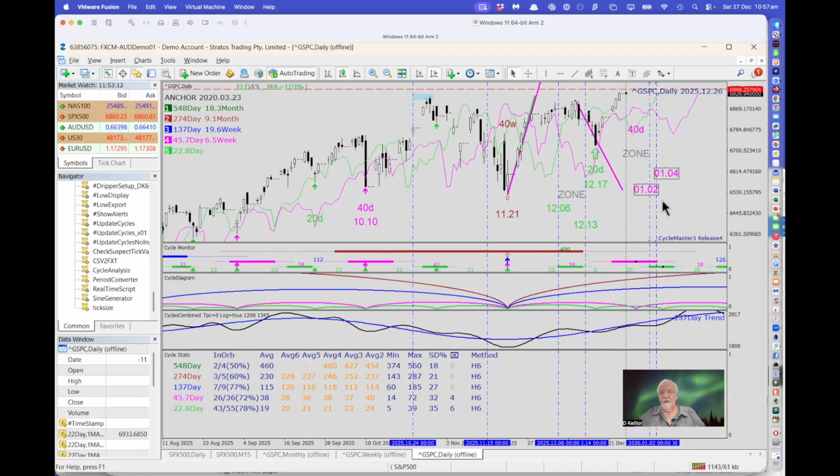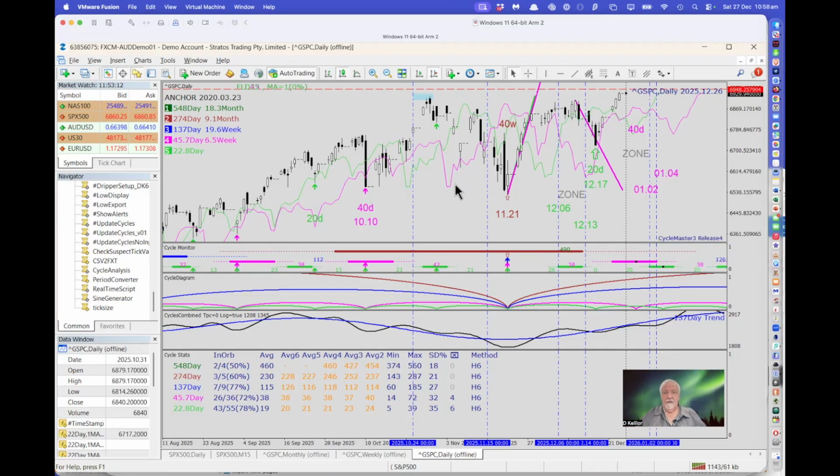The other alternative is that the 40-day has already occurred on the 17th of December. Now, early in an uptrend is acceptable, and we often see it. We simply have to wait for further evidence.